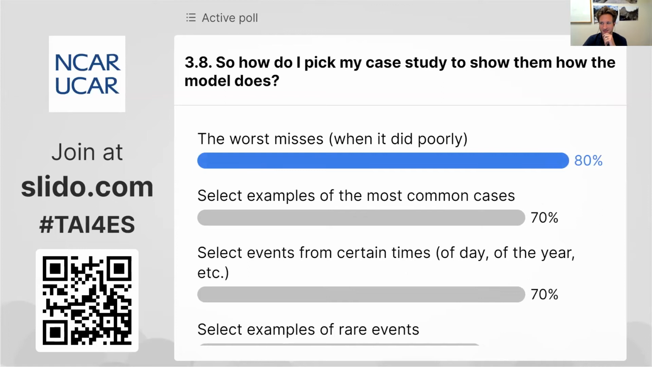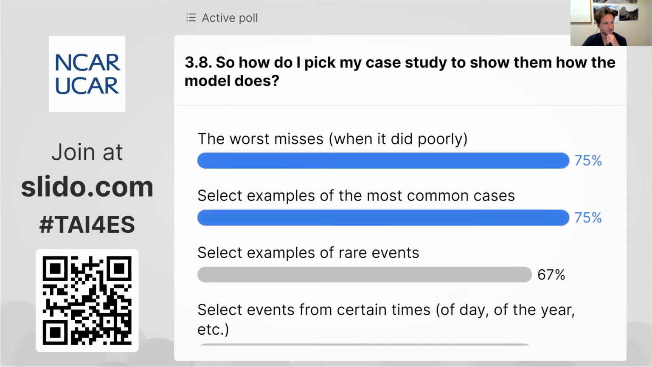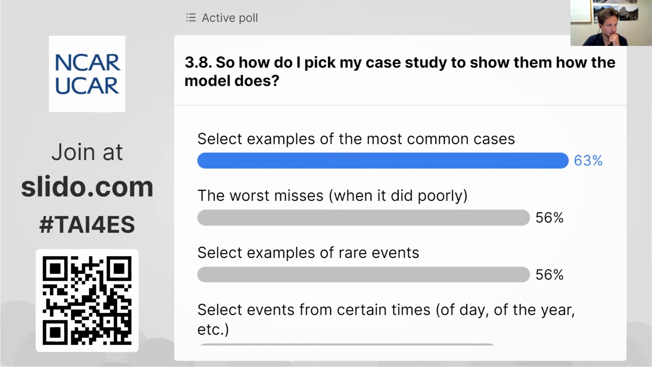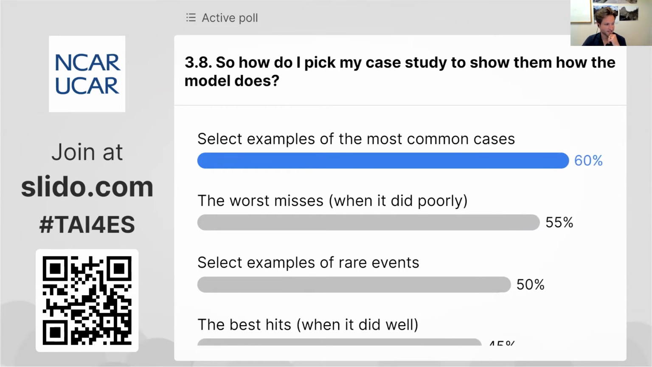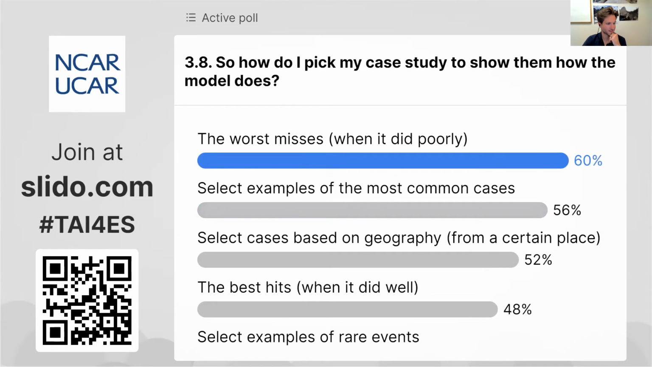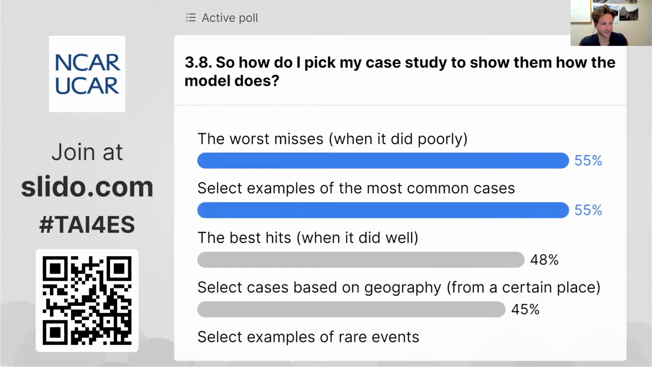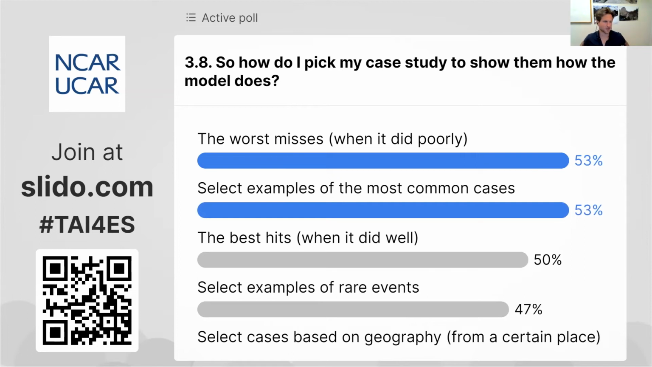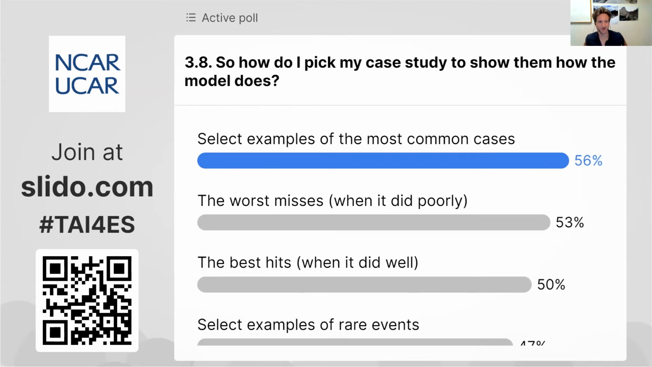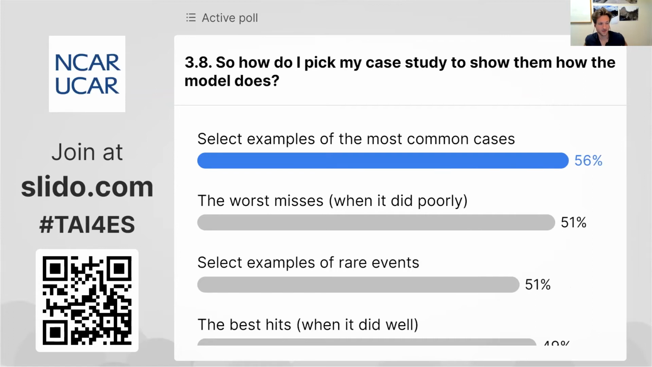Ooh, they're changing live here. You can't quite see them on your version, but we've got select examples, the most common cases, okay? The worst hits, select examples of rare events. The best hits is a little less popular. Ooh, worst misses. So when it did poorly is coming up to be hitting that failure mode point. So those people who said failure mode was important to know are probably the same people saying knowing the worst misses. Yeah, selecting the most common comes up again here. Good variation. This is interesting.